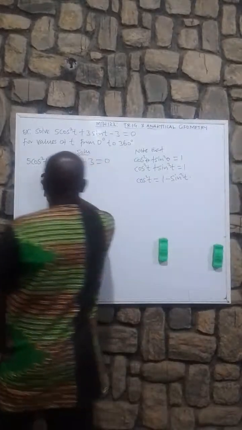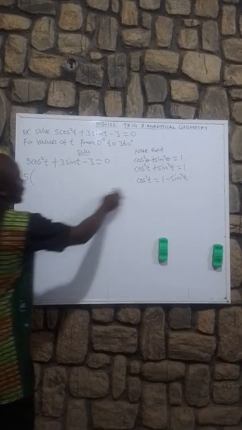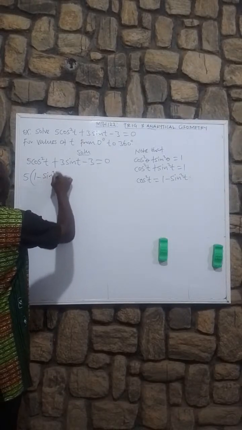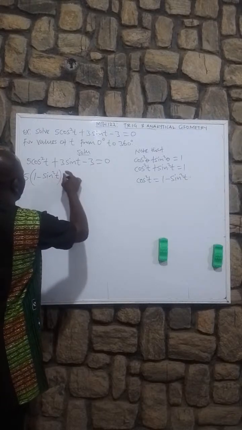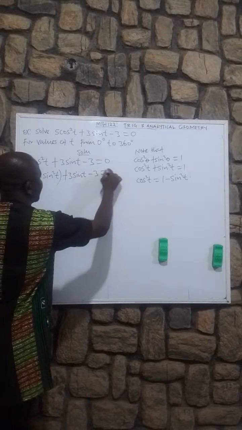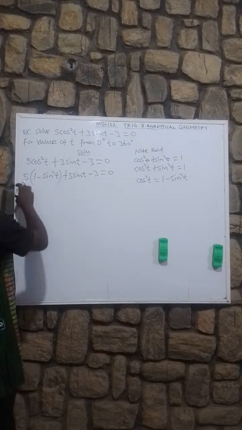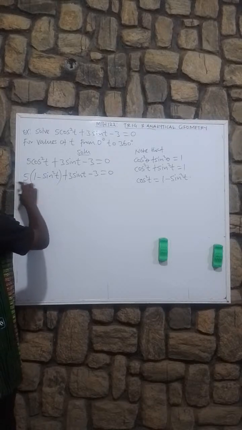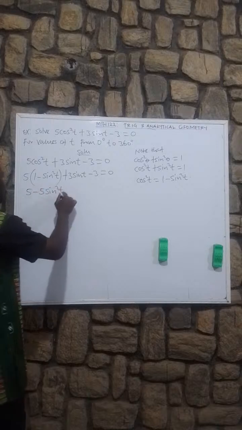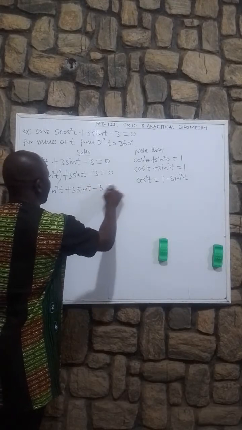So now, in place of cos square t, we write 1 minus sine square t. Look at it here. We have cos square t right here, so we have 5 open bracket, 1 minus sine square t, close bracket, plus 3 sin t minus 3 equals 0. Okay, let's multiply out this bracket. 5 times 1 is 5. 5 times minus sine square t is minus 5 sine square t, plus 3 sine t minus 3 equals 0.